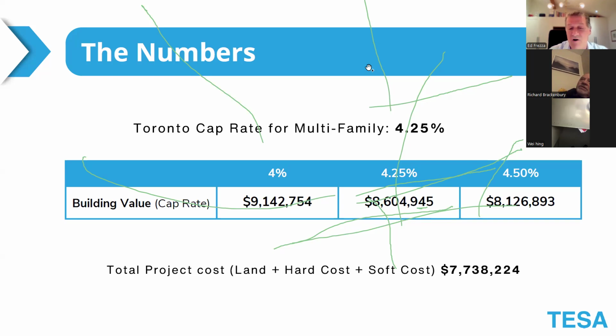Remember, our project cost, lands, hard cost, soft cost is 7.7. So in the middle, 4.25 analysis, we have an implied profit. Again, I say implied because we're not selling this property. It really doesn't make sense to sell these properties. The real juice in these properties is, A, leverage. You own them for a very small percentage of what they're worth in terms of equity. Two, you have a positive cash flow.